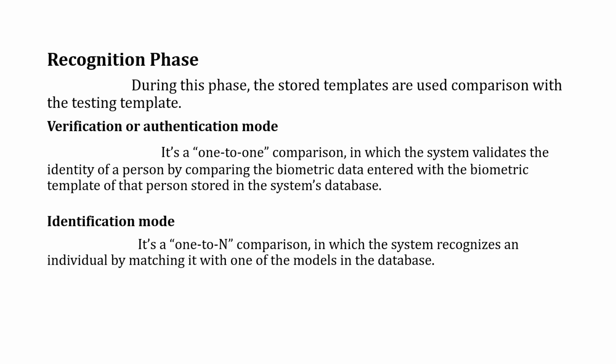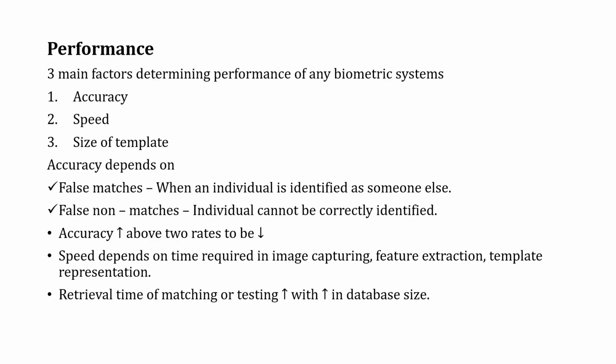In the recognition phase, stored templates are used for comparison with testing templates. So we already have stored templates, which are compared with the testing templates. This has two parts: the verification mode and the identification mode. Verification mode is a one-to-one comparison, in which the system validates the identity of a person by comparing the biometric data entered with the biometric templates of that person stored in the system database. So we already have that person's data, and we match it with the testing data. Identification mode is a one-to-many, or one-to-N, comparison, in which the system recognizes an individual by matching it with one of the models in the database. There is a lot of data in that comparison, so we compare against each entry, and this is called identification mode.